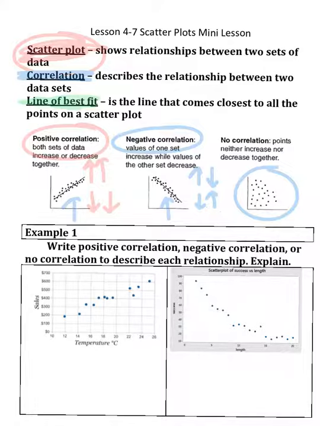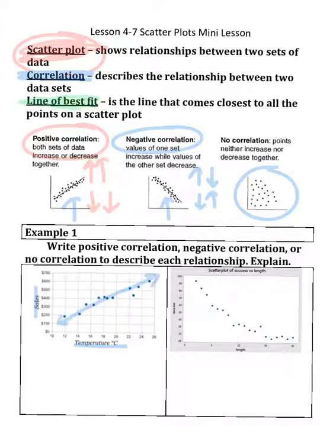So in example 1, it says, write positive correlation, negative correlation, or no correlation to describe each relationship. So we don't actually know what this is necessarily plotting, but we can see that the x-axis is labeled temperature and the y-axis is labeled sales. And roughly speaking, we can see that this is a positive correlation. As temperature increases, so do the sales.